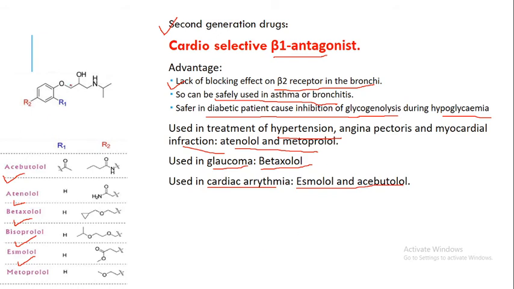Now, if you look at the structures, R1 and R2 are the different positions on the phenyl ring. Only in acebutolol is an acyl group present. Sorry, not acetyl, acyl group. So a CH3CO group is there in acebutolol, and due to the acyl group it is called acebutolol. In the rest of the beta 1 antagonists, this position is unsubstituted.